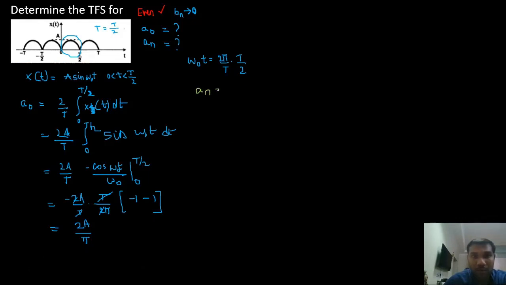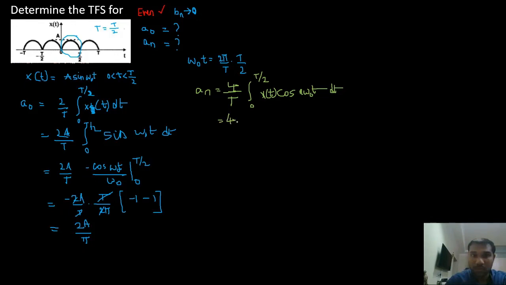The an formula is 4 by T, integral 0 to T by 2, x of t cos n omega naught t dt, right? In place of x of t we will substitute A sin omega naught t.